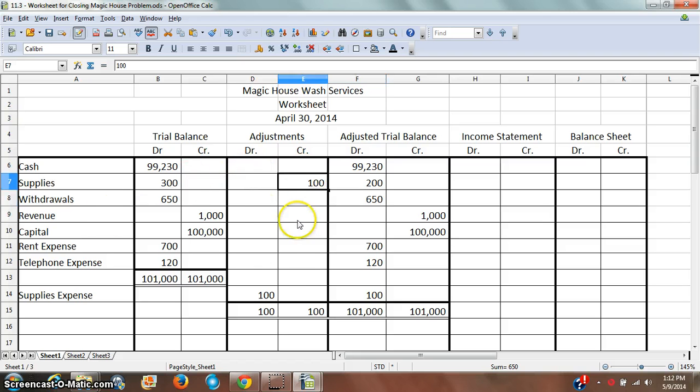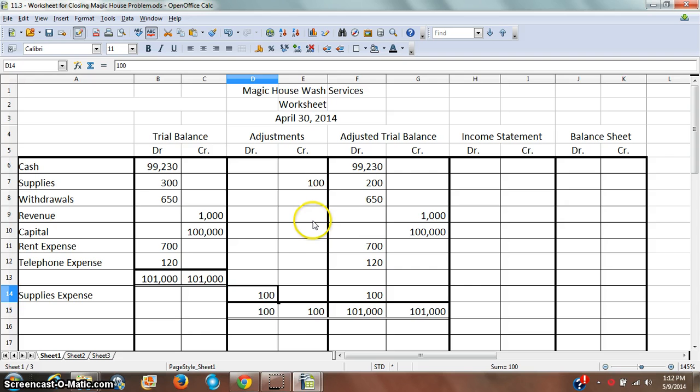There's supplies. There's a credit to it. Supplies went down, and then supplies expense went up. This amount here was our supplies on hand, and then here was our supplies. And so we did that subtraction exercise I showed you earlier. And so here's our one adjustment for this month.